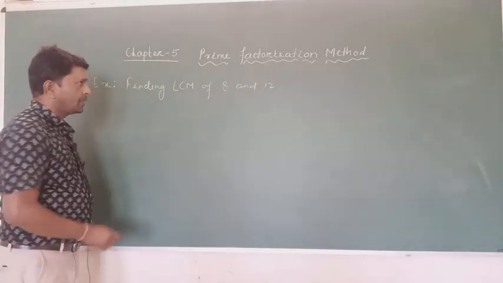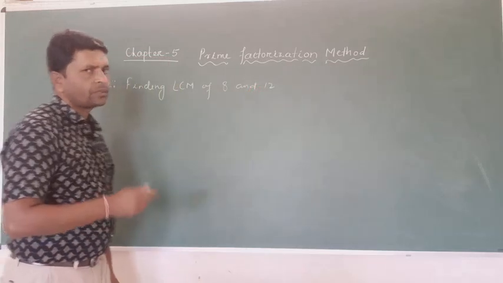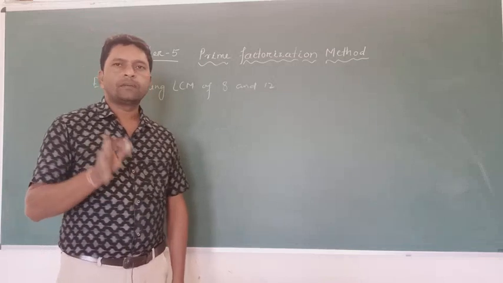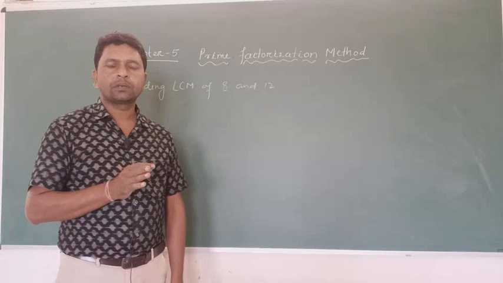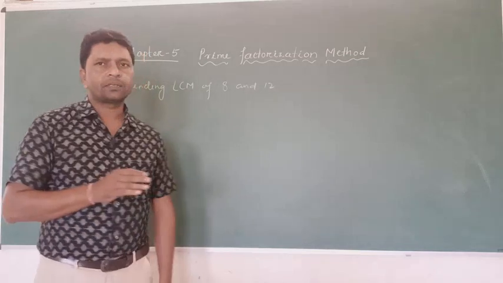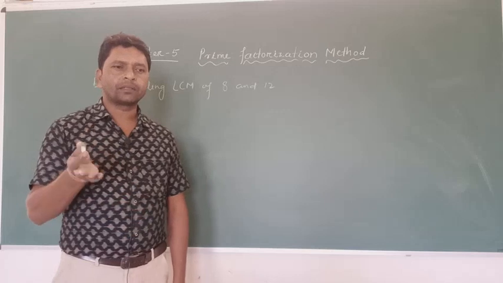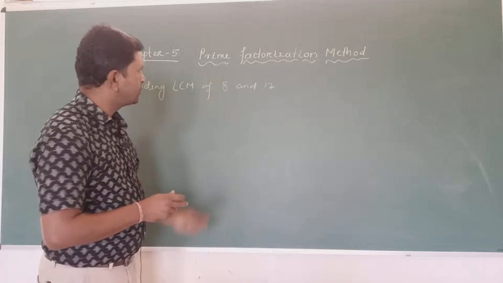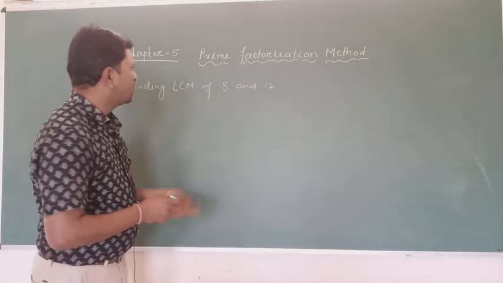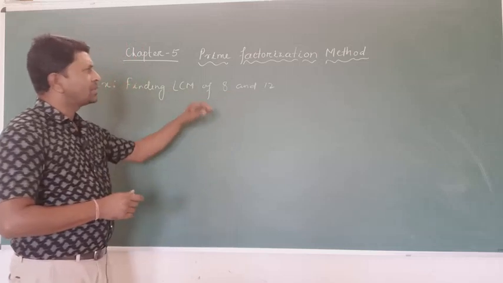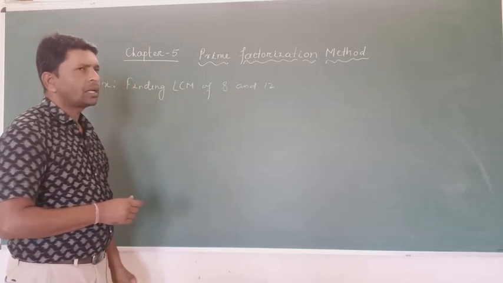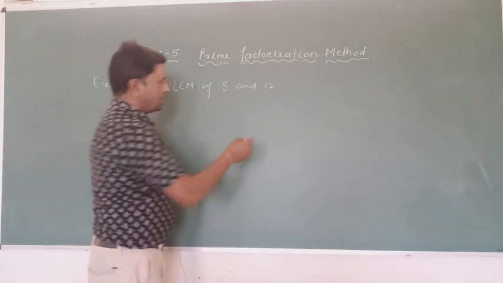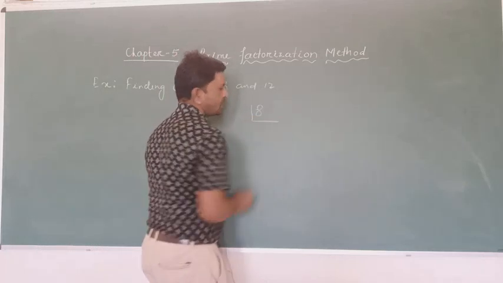So within that, in prime factorization, first of all we have to know about some prime numbers. If we are not clear with prime numbers, then first go through the prime numbers and clear it. I already explained factors in the last video, and prime numbers also, so go through that video. So how can we find LCM by the prime factorization method? We have to factorize each number, 8 and 12. So let us factorize 8 first.